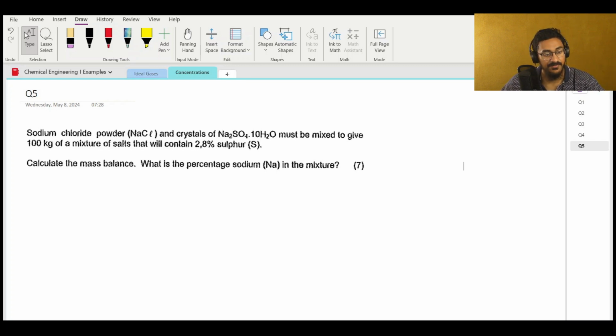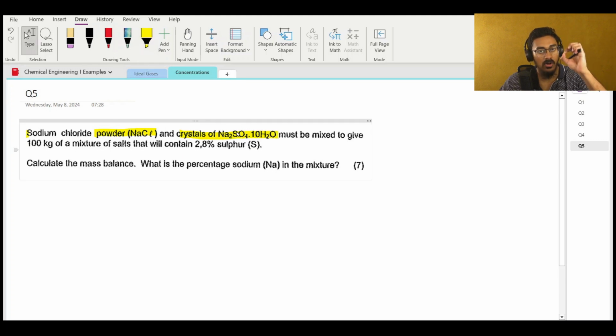So let's begin. Question 5 says to you, we've got NaCl powder and we've got sodium sulfate crystals. So what this means is for every mole of sodium sulfate you have 10 water molecules around it. But all in all, I know it's surrounded by water, but it is a dry powder particle. Okay, it's a crystal. So it's not wet, it's dry.